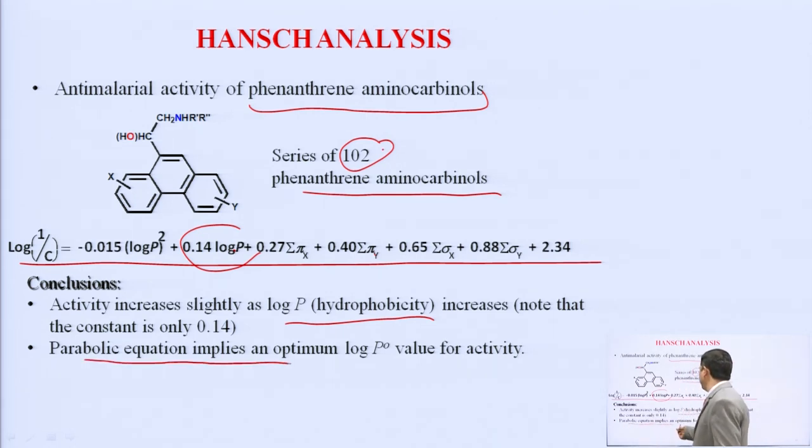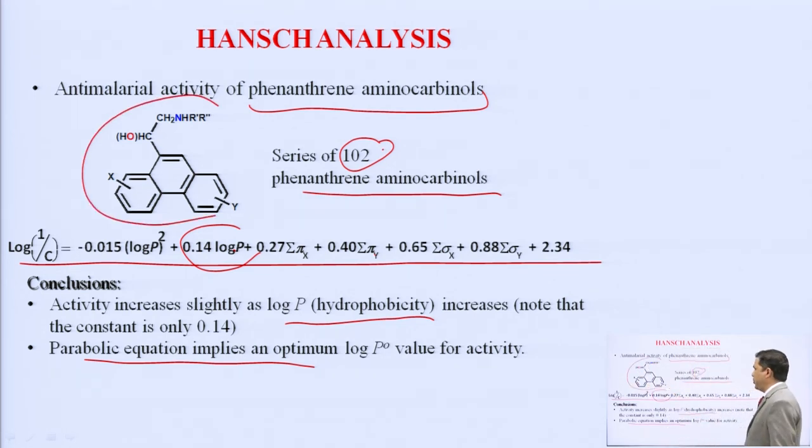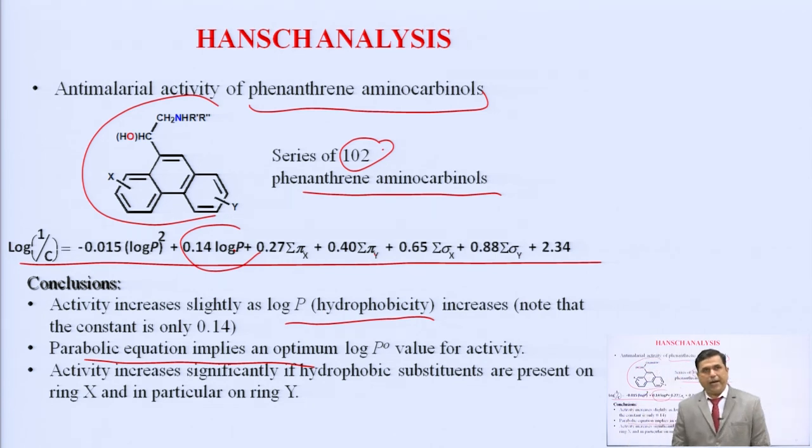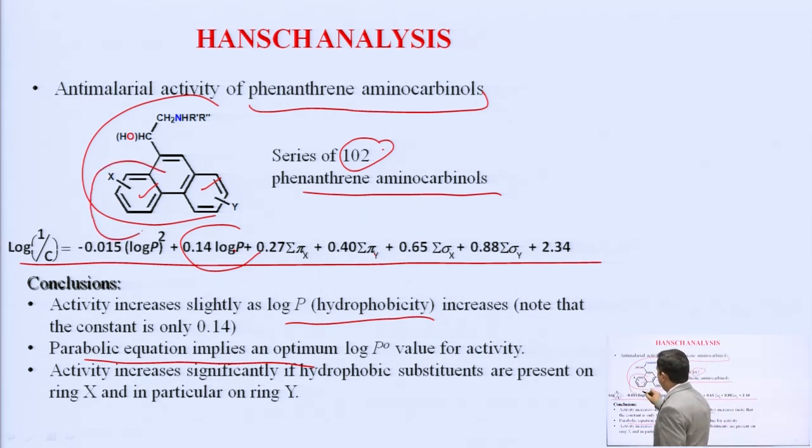Next, the parabolic equation implies an optimum log P naught value for the activity. In this case of the phenanthrene aminocarbinols, we can choose the hydrophobic substituent to increase the biological activity. Activity increases significantly if the hydrophobic substituents are present in ring X and in particular ring Y. Here there are two rings, X and Y. There is also one problem, where the substitution is present. Activity increases significantly if the hydrophobic substituents are present in this ring X only.